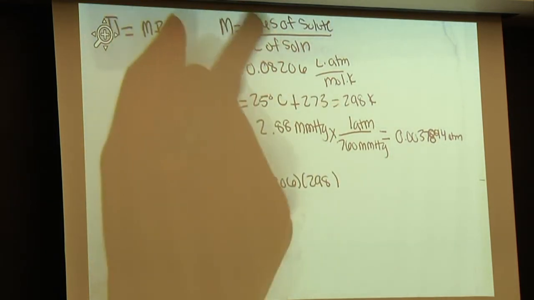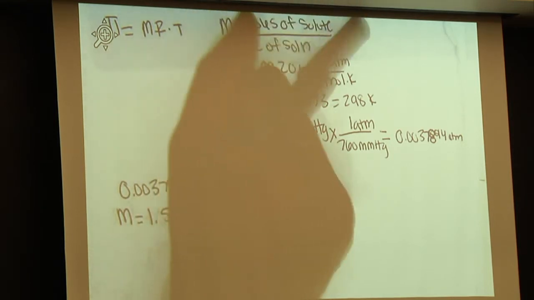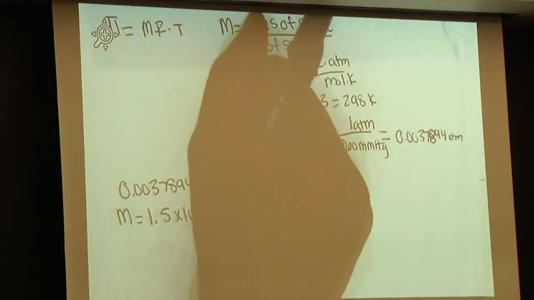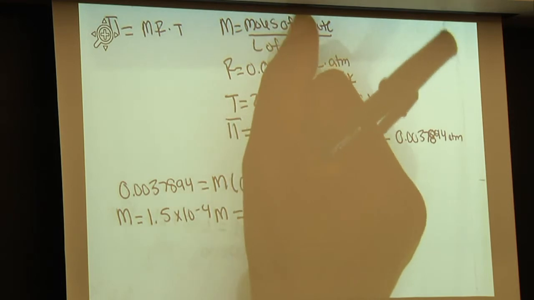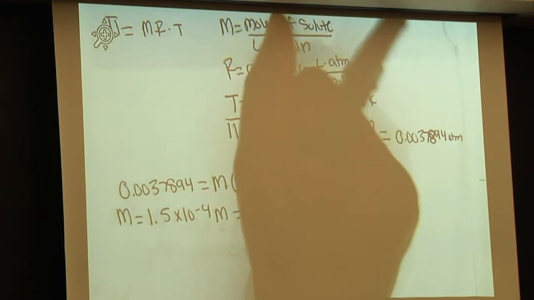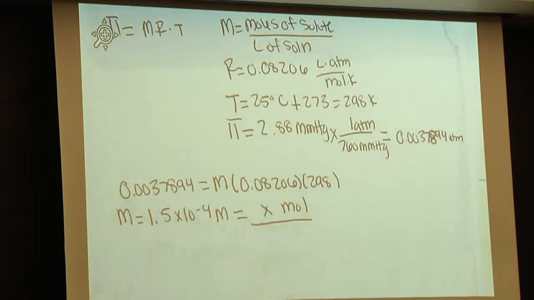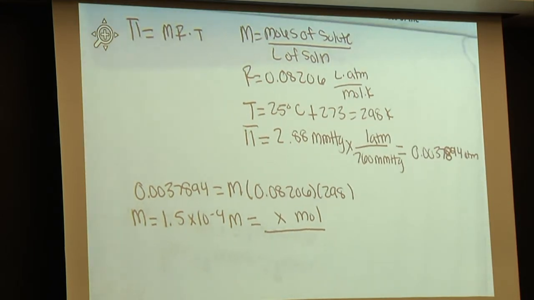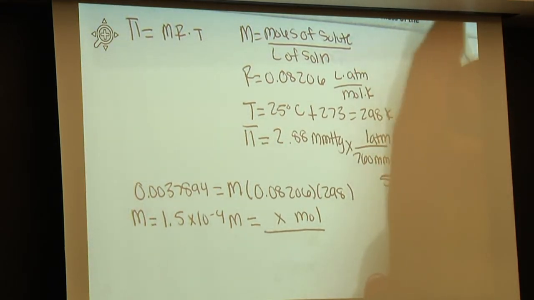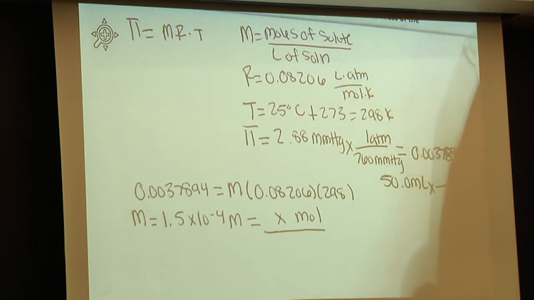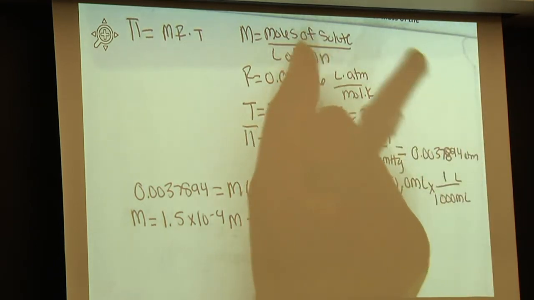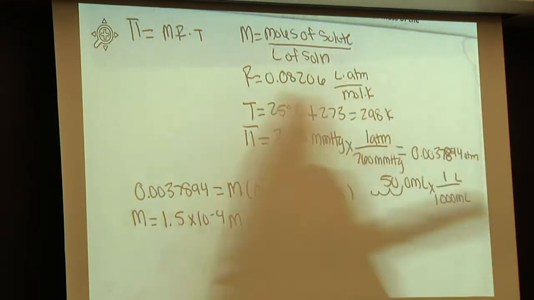So then you'll get 1.5 times 10 to negative 4 for molarity. And this is equal to moles over liters of solution. In the question, they said we had 50 milliliters. And then how many milliliters are in a liter? So it should be 0.05 liters. And then you'll solve for moles.